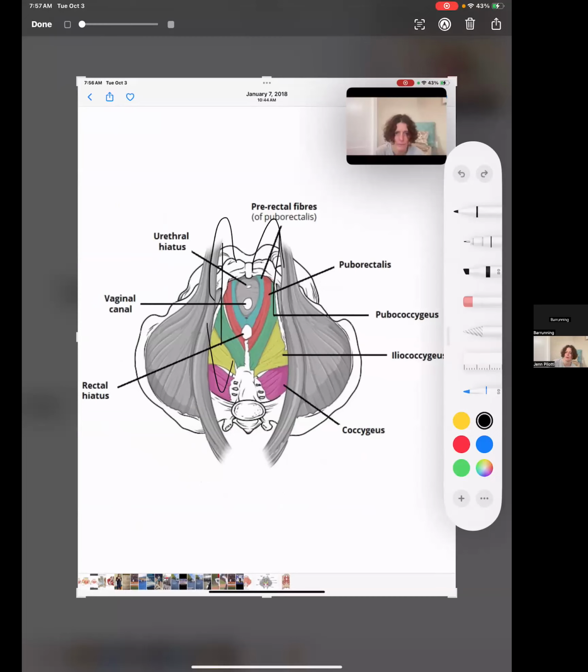Something to note, when I look at pelvic floor pictures, they're rarely the same. The orientation on this one is different than the one we just saw. Here we've got the coccyx on the back and the pubic bones in the front, but we still have this split.